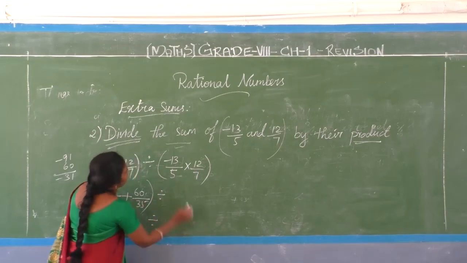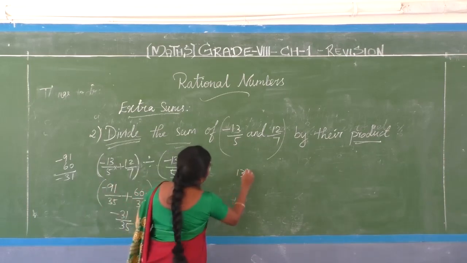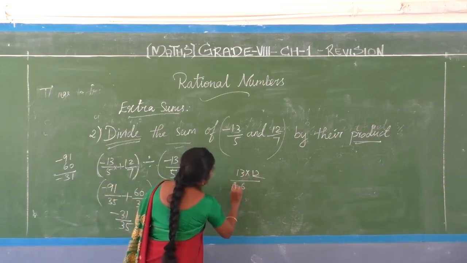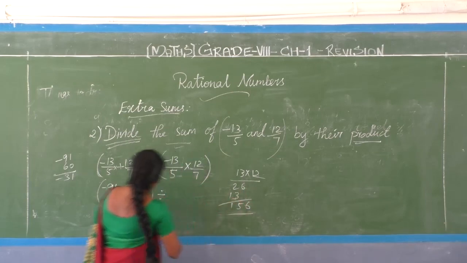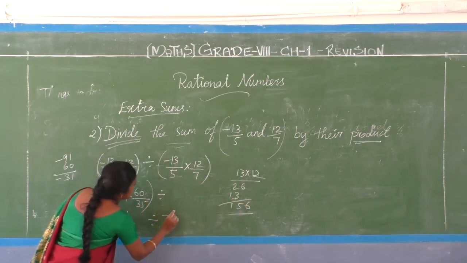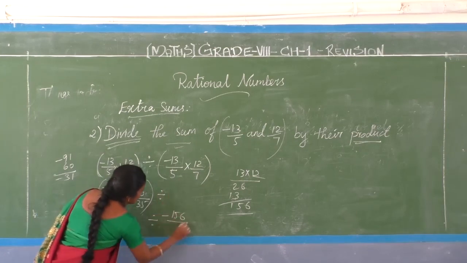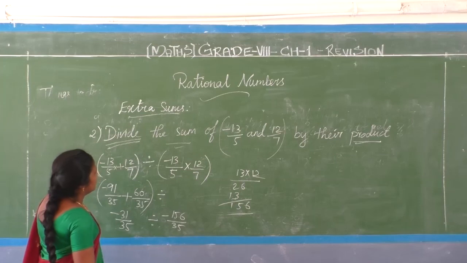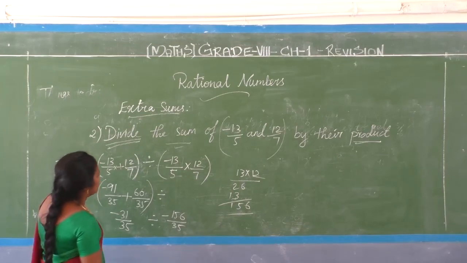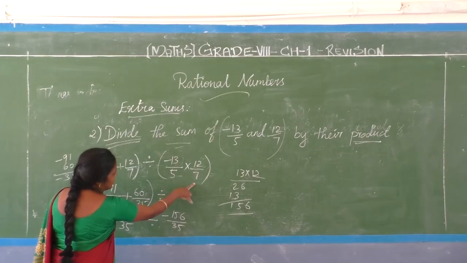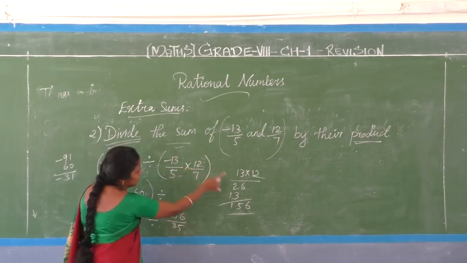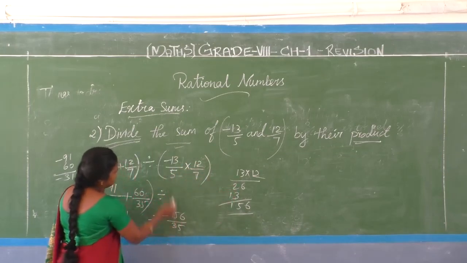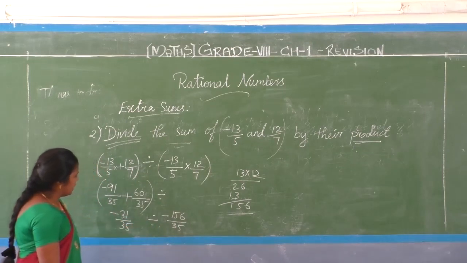Clear? So 13 and 12 are multiplied: 13 twelves are 156, plus into minus, so minus 156 by 7 fives are 35. Clear? What is given? By their product. Clear? Minus 13 by 5 into 12 by 7 product. So no need to take the LCM. As it is we have to multiply: 13 into 12 is 156, 5 sevens are 35. Negative rational. So this is to be divided.